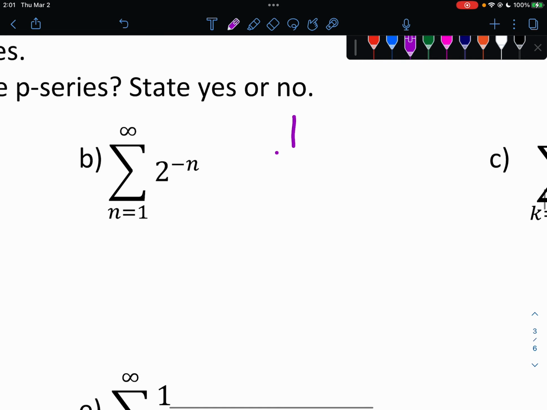Second one, we can write that as 1 over 2 to the n. That is not what a p-series looks like. The n needs to be the base. The variable needs to be the base here. So this one is not a p-series.